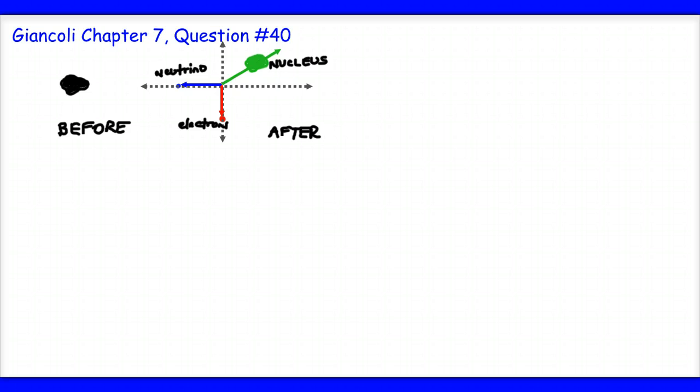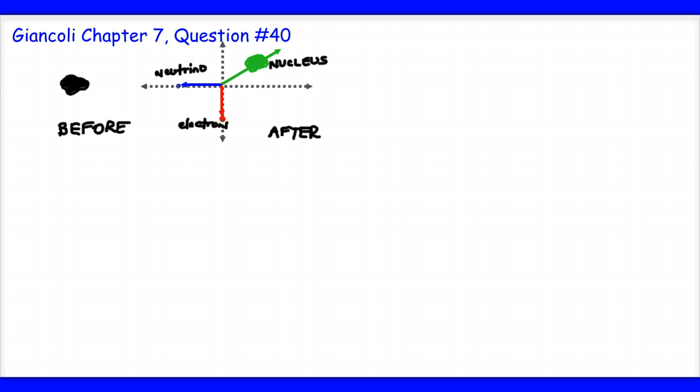The electron and the neutrino are emitted at right angles to each other and have momenta of 9.3 times 10 to the negative 23rd kilogram meter per second and 5.4 times 10 to the negative 23 kilogram meter per second, respectively. What are the magnitude and direction of the momentum of the second, or the recoiling nucleus?